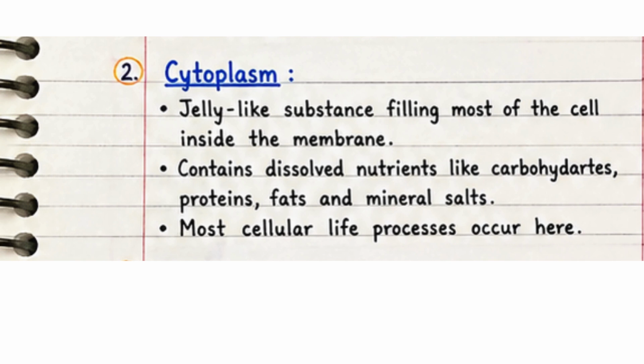Next, let's take a look at cytoplasm. The cytoplasm is a jelly-like substance inside the cell membrane. It contains nutrients like carbohydrates, proteins, fats, and mineral salts. Most life processes of the cell happen here.